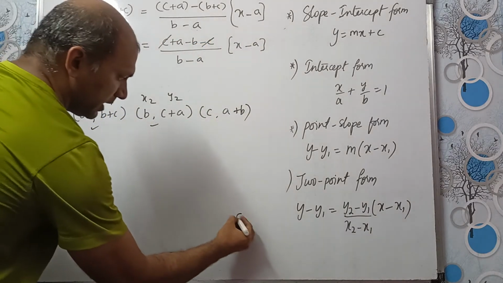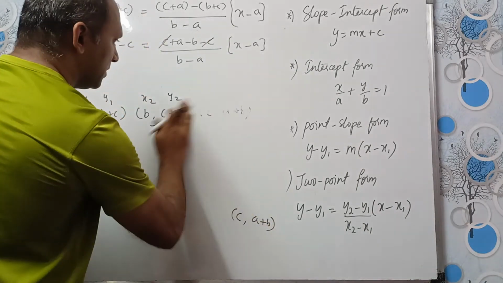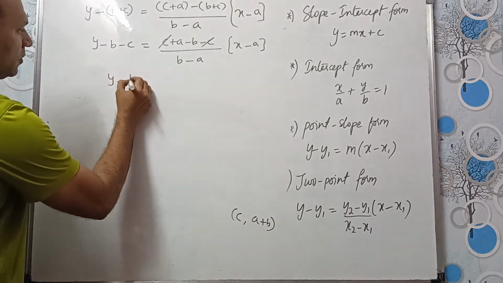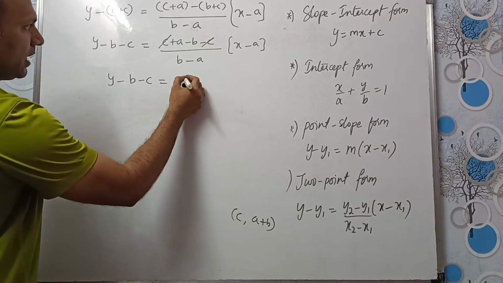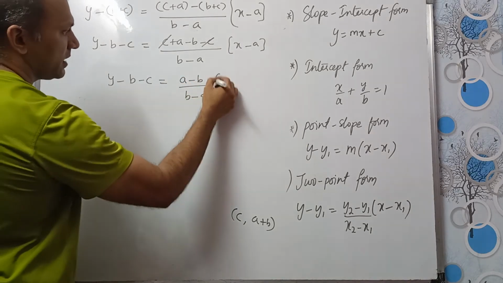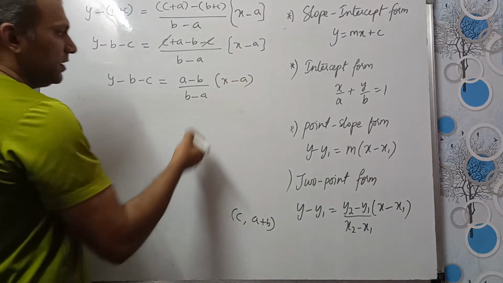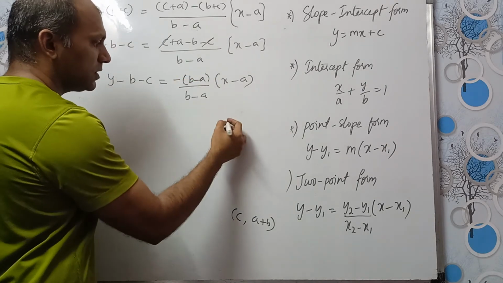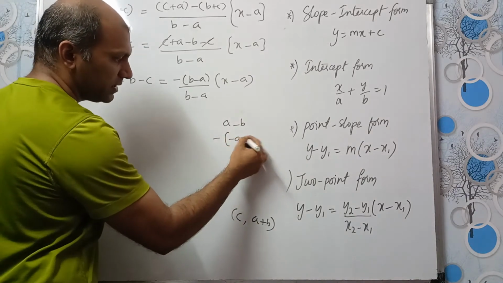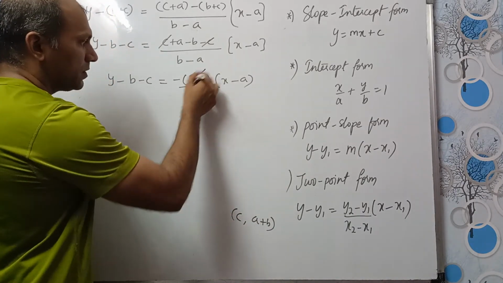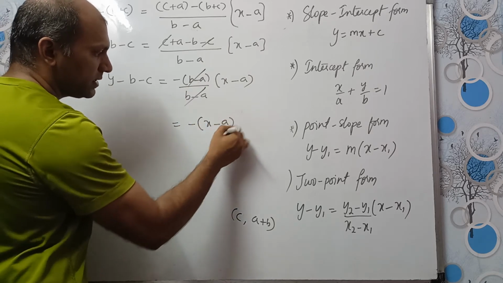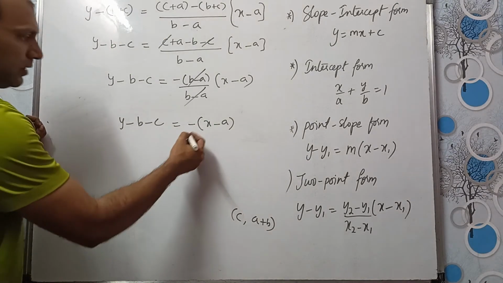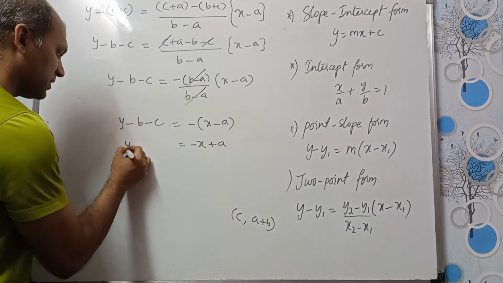Okay. See, let me write this point c, a plus b here, and let me rub this. We'll substitute this third point in this equation. So what are we left with now? Y minus b minus c, and this is a minus b divided by b minus a, and x minus a. See, if you take minus common, this will become minus this. See, it was a minus b. If you take minus common, it will be minus a plus b, or plus b minus a. So this will get cancelled. We'll have minus 1, that is minus x minus a, and here y minus b minus c will be there. Okay. Alright. Now this is minus x plus a, and this is y minus b minus c.